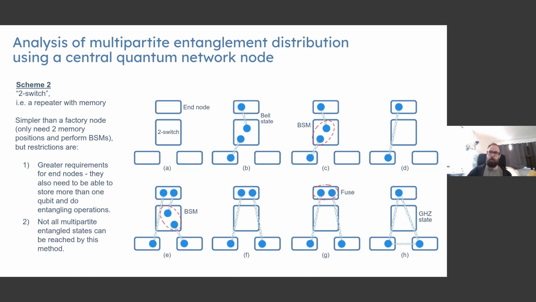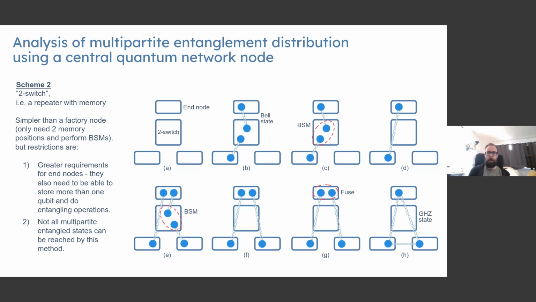And then at that point, Alice has 2 qubits that are each entangled with a different party, and she can actually then do what's called a fusion operation to transform the state globally into a GHZ state. So kind of a fancy way of doing it here. The advantage is that the 2-switch is simpler. It only needs to be able to store 2 qubits and do BSMs, and that's it.